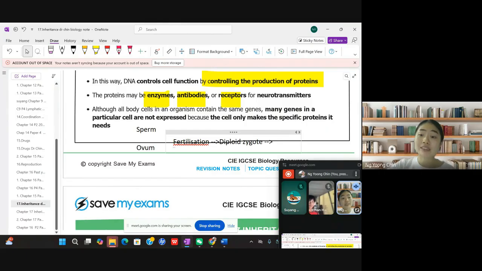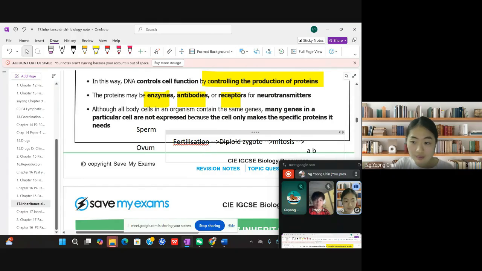You undergo mitosis, which means you have cell divisions, so you can produce a large number of cells. So from this ball of cells, you can produce more cells. Oh, sorry.